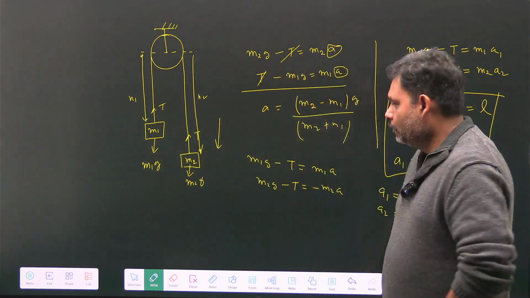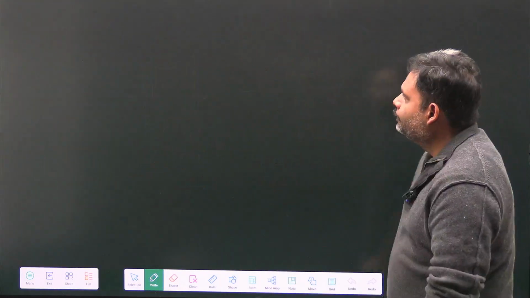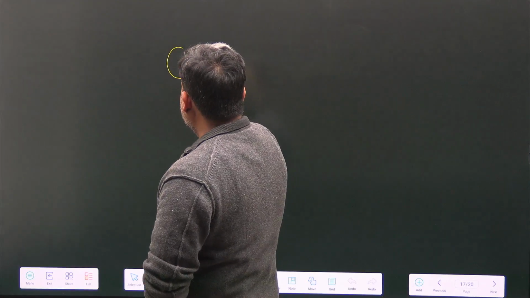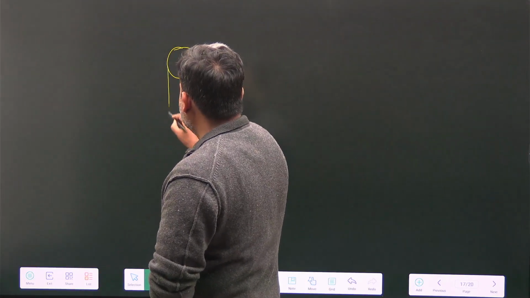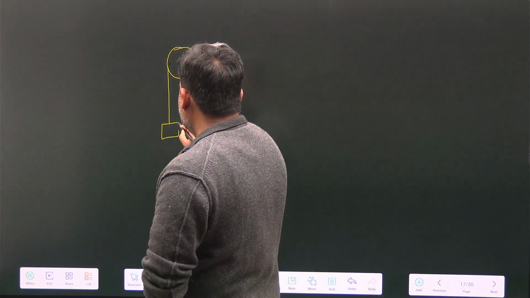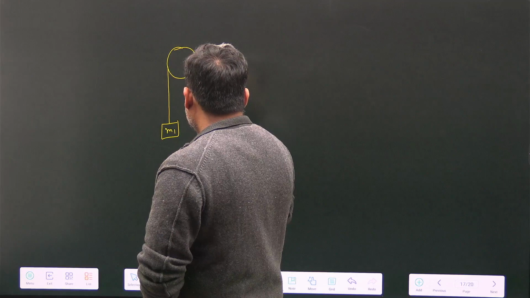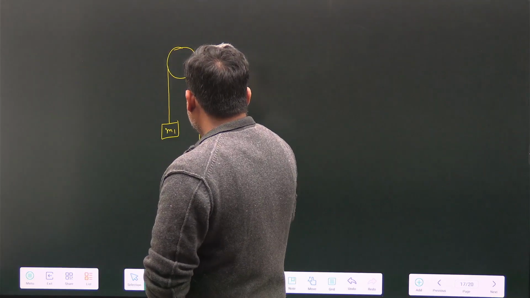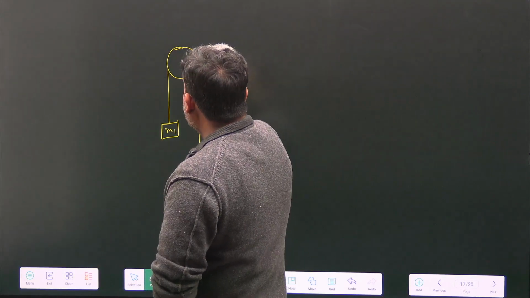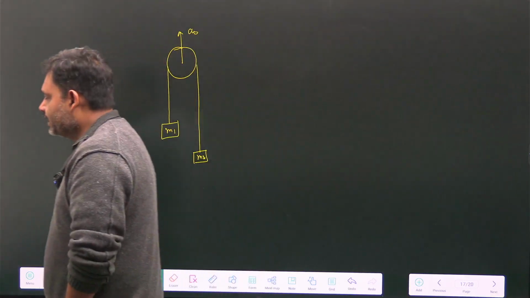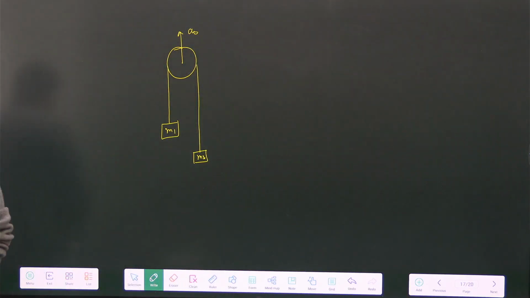Let's try to go for the next one. This is very interesting. The same Atwood machine, this is your M1, this is your M2, but what is going to happen? The whole system is moving with acceleration a0 in the upward direction.